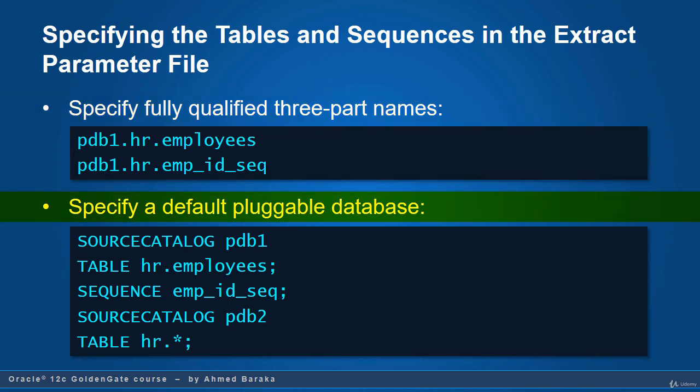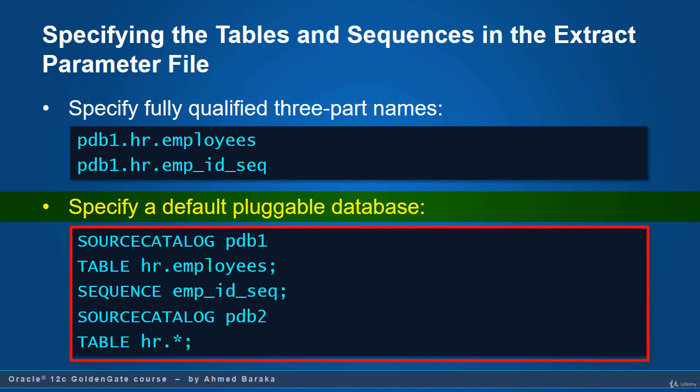The second method is to specify the default pluggable database using the parameter SOURCECATALOG. Then list the table names and the sequences that you want to replicate from the pluggable database. After that, specify the next PDB name, then add the tables that you want to replicate from that PDB. And so on. You can define multiple PDBs in a single extract parameter file.